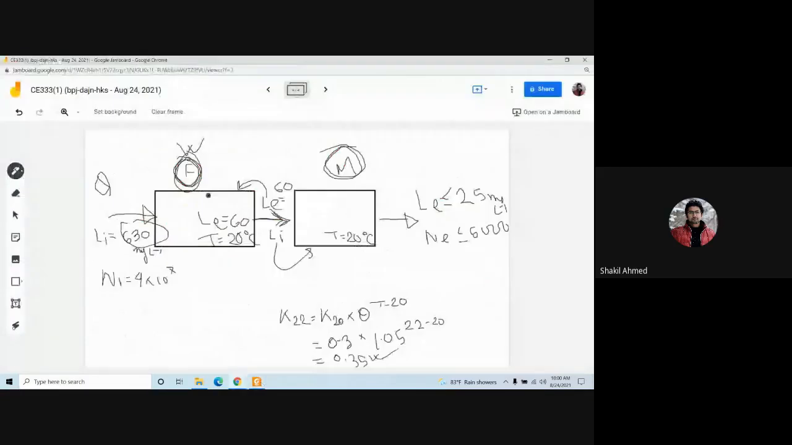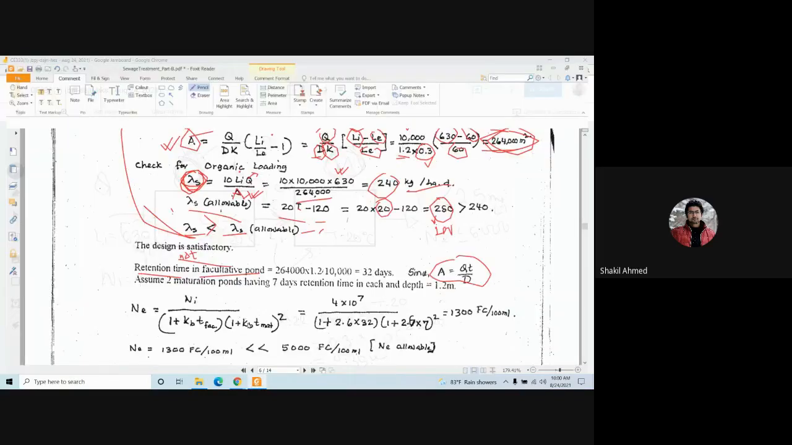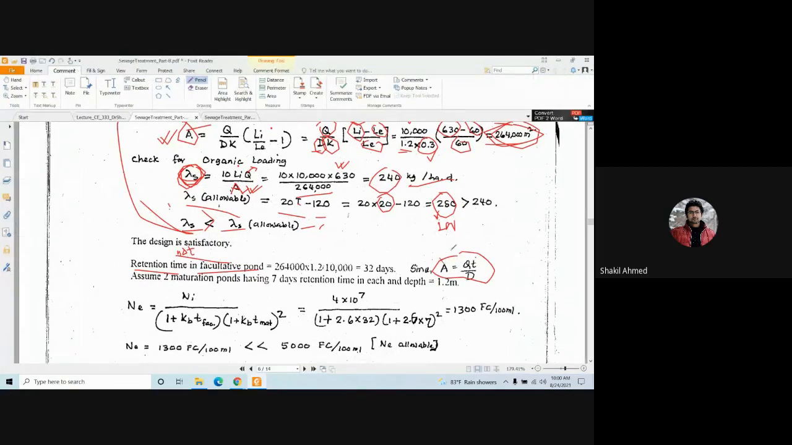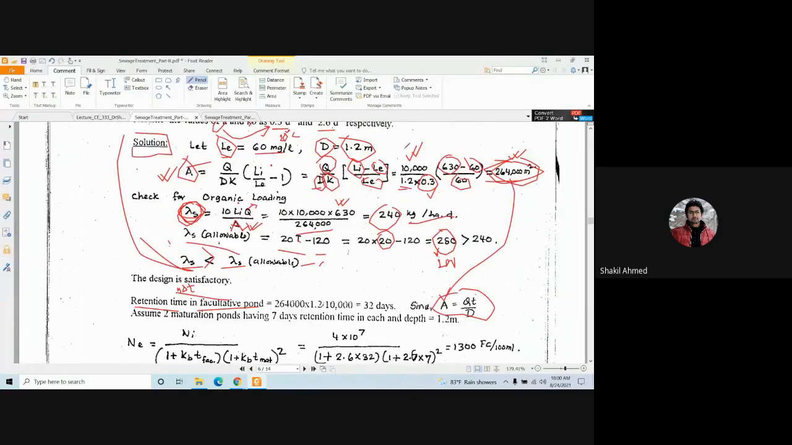Okay, before I go to the maturation pond, in the facultative pond we have designed the area, we have designed the depth. We need to know what the retention time is. Let's see. If you put the area here, 264, and if you put the depth here, 1.2 meter, and if you put the Q here, you'll get what, guys? You'll get T. Am I right?